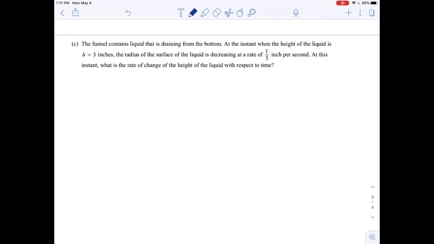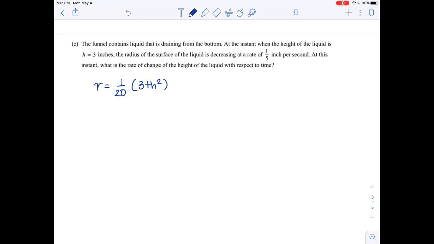All right, another thing I liked about this question, they threw back to something from AB that you really don't see a lot when you're in BC, but remember, AB and BC all blend together at this point. This is a related rates question, so I think it's important that we go back over this. It says the funnel contains liquid that is draining from the bottom. At the instant when the height of the liquid is 3 inches, the radius of the surface is decreasing at a rate of 1/5 inch per second. At this instant, what is the rate of change of the height of the liquid with respect to time?